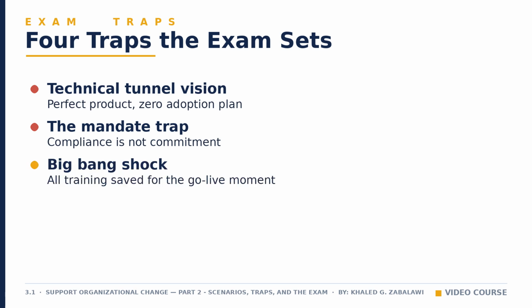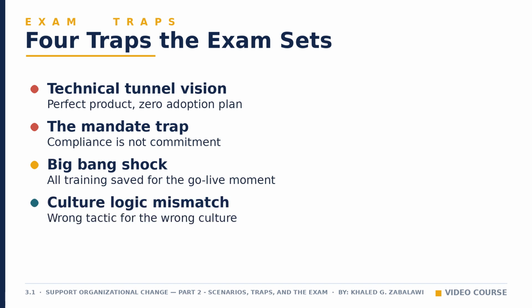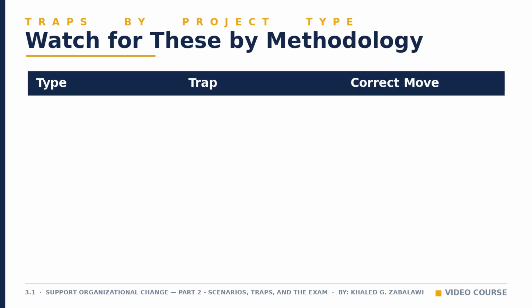The third trap is saving every training and communication activity for one go-live event. That creates a massive shock all at once. The fix is phased delivery or simulation labs earlier in the project, so competence builds gradually instead of arriving all at once. The fourth trap is applying the wrong tactic to the wrong culture, using rigid top-down authority in a participative Theory Y environment, or waiting for consensus in a Theory X environment that actually expects clear direction from above. Each delivery approach carries its own signature trap and its own correct response.